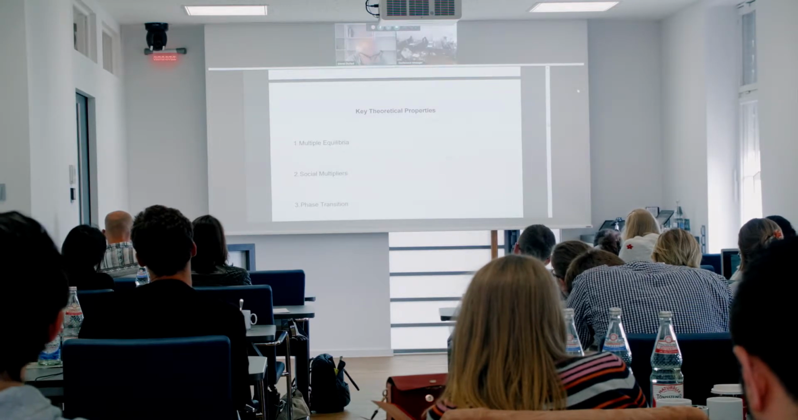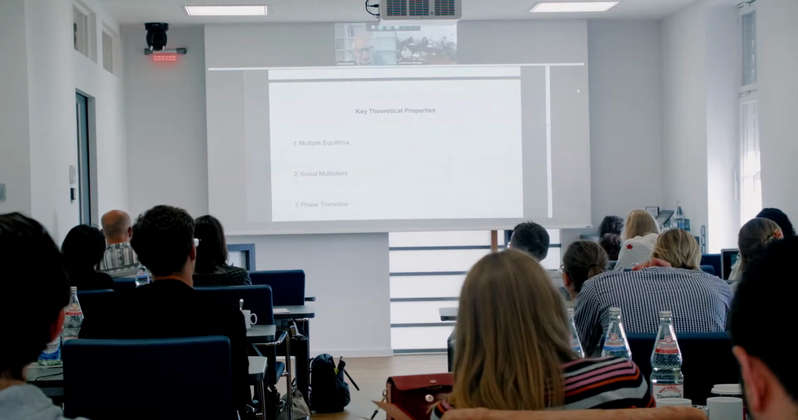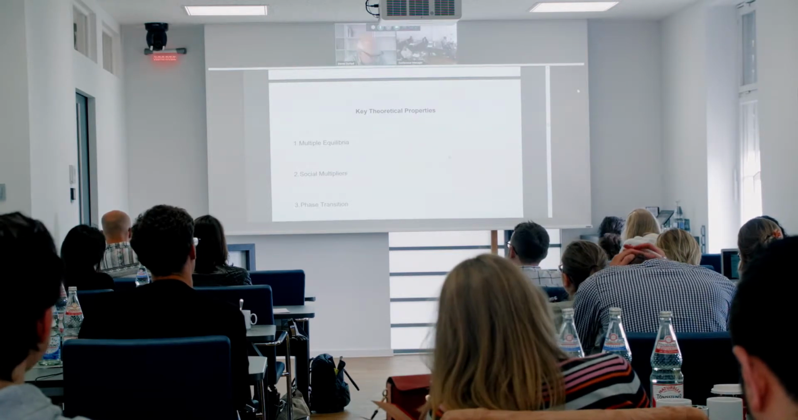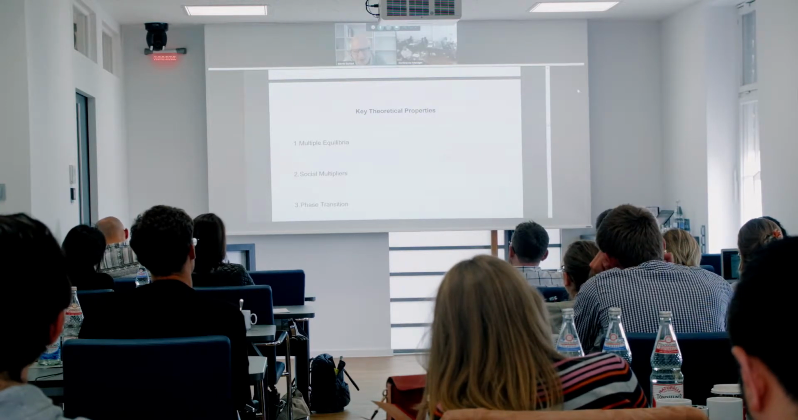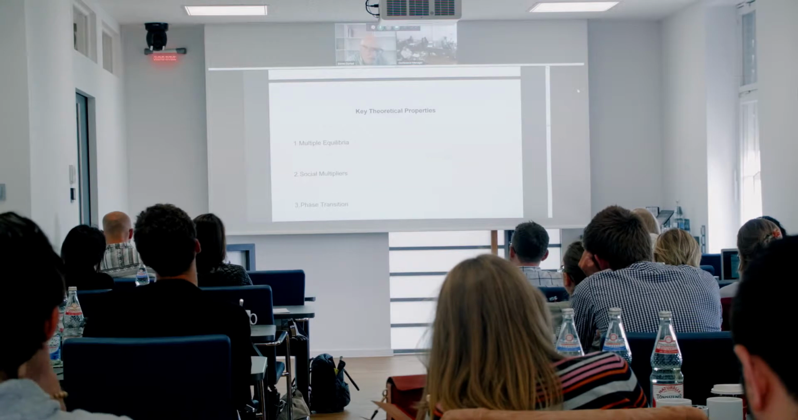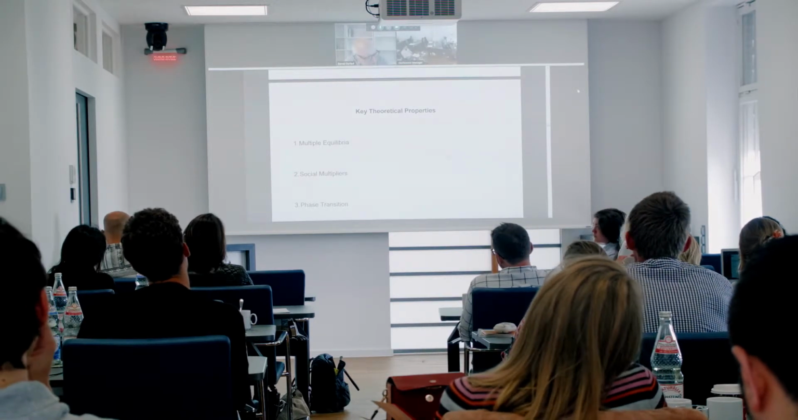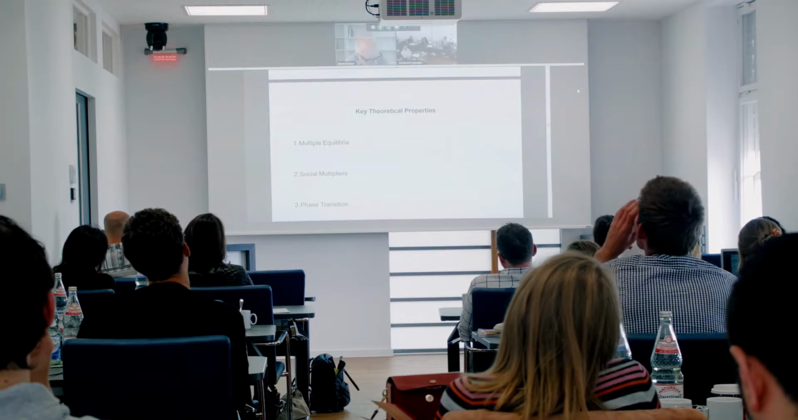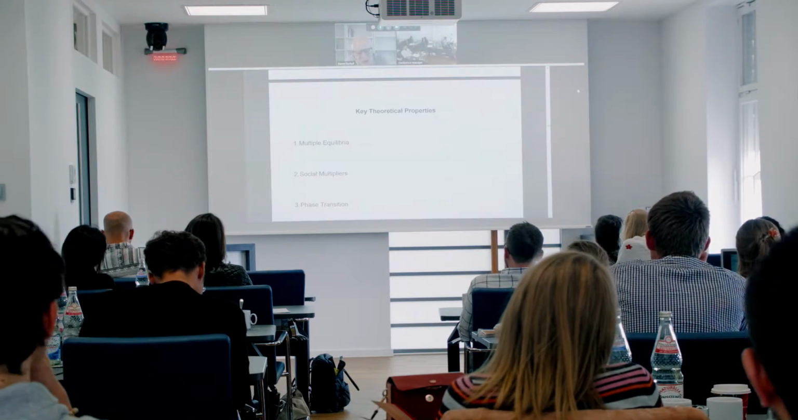So what I want to say is, at a very abstract level, these models will exhibit some interesting properties. The first property of these models is that they can exhibit multiple equilibria. In other words, if I specify how individuals make decisions, that will not tell me what the group collectively does. And that's all I mean by multiple equilibria.